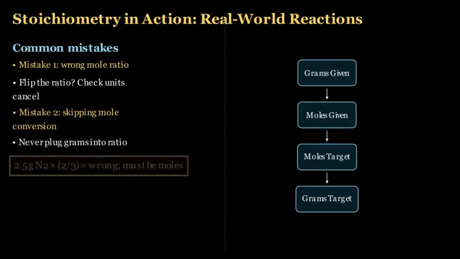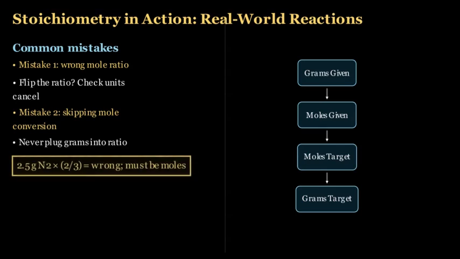The second mistake is forgetting to convert to moles before using the ratio. You cannot plug grams straight into the mole ratio. That's like trying to trade dollars for euros without knowing the exchange rate. Grams are a mass unit, the ratio counts particles, so you must always go through moles first. Convert to moles, apply the ratio, then convert back. Master these two checks, and you'll never get lost on the mole highway.